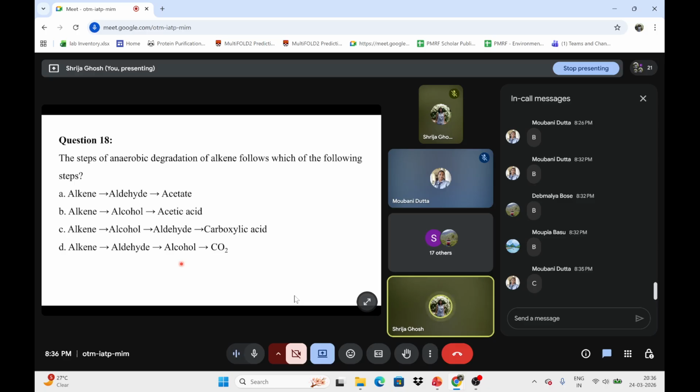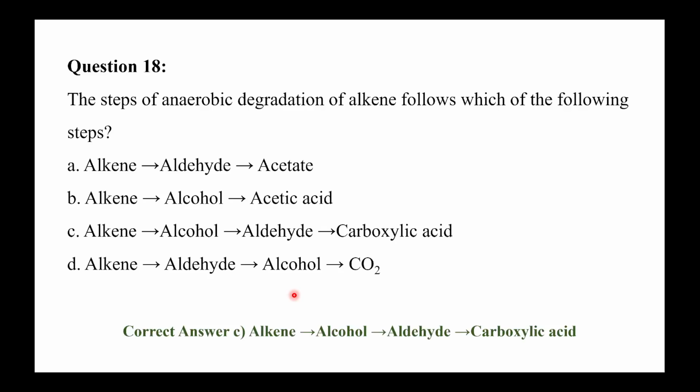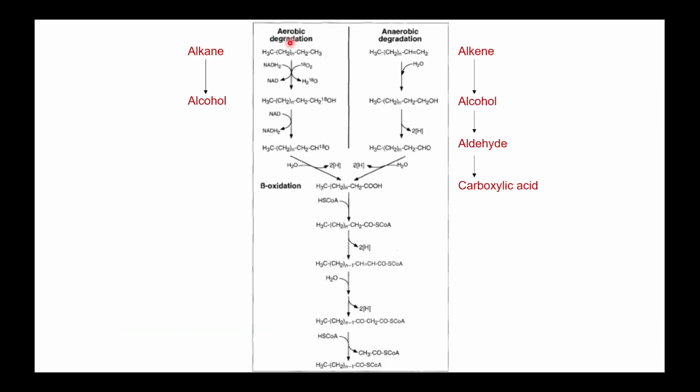Mobini has answered option C, that is alkene to alcohol to aldehyde to carboxylic acid. That is the correct answer. I just showed you the N-octane to acetyl coenzyme A pathway. So from alkane or alkene, it gets converted into alcohol first and then aldehyde, then carboxylic acid. Once you get the carboxylic acid, it becomes a fatty acid, and then fatty acid metabolism by beta oxidation occurs to form acetyl coenzyme A.